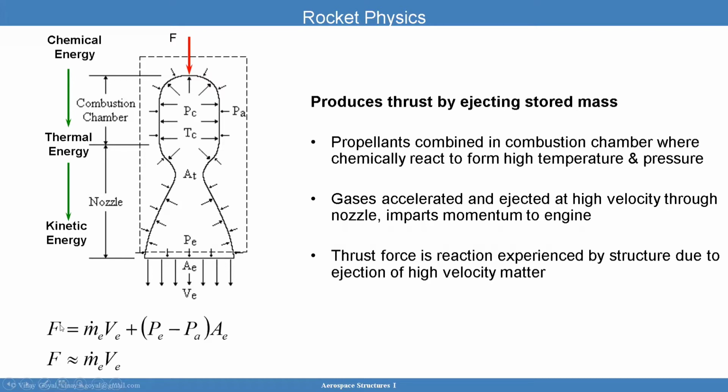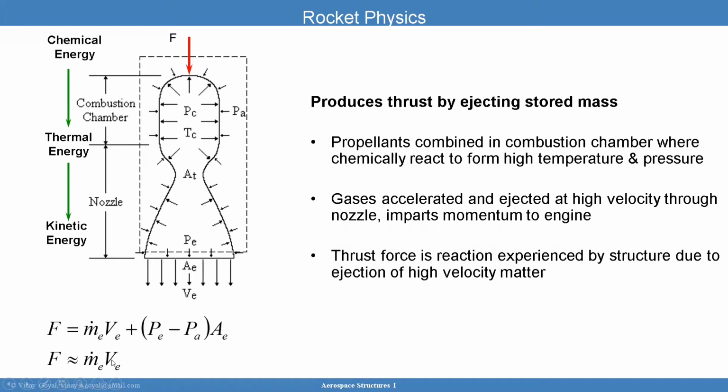The force due to this imbalance of pressure will give you m dot E times VE, which is the mass velocity, plus the difference between the exit pressure and the atmospheric pressure, times AE, the exit area. Typically, the term on the right-hand side is fairly small. And so the force will be equal to the mass expelled times the velocity of that mass.